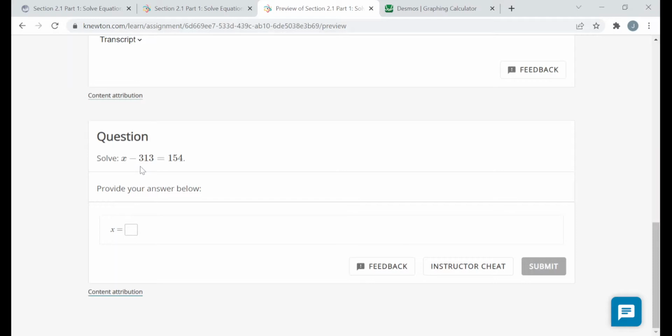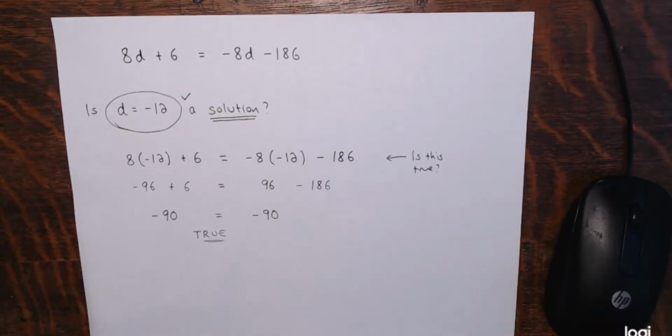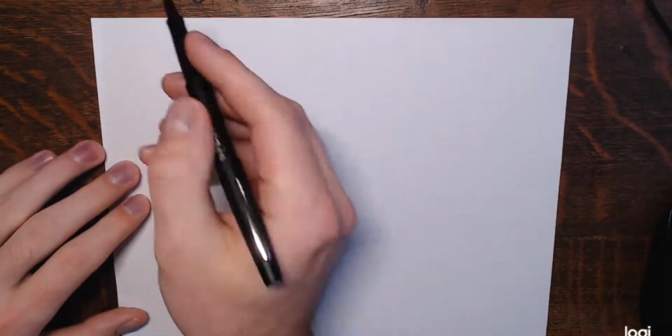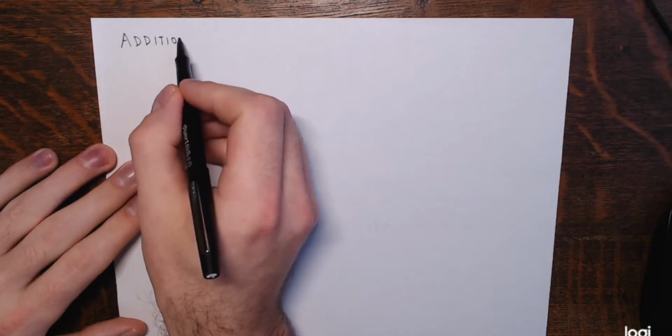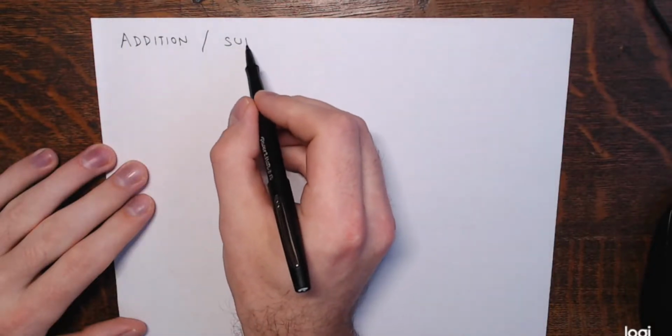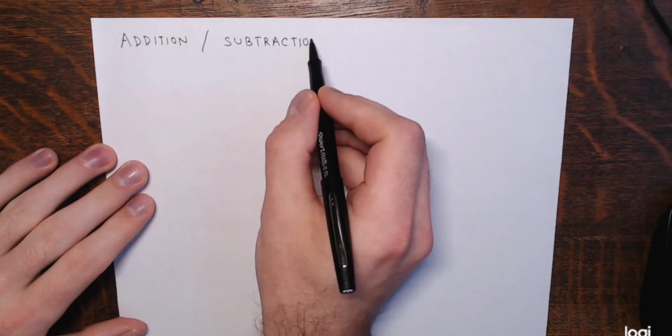Solve this equation. Now, solving an equation is just finding a number or numbers that I can replace the variable with to make a true statement. All right, so I'll write this out, and I'll also write out what the addition and subtraction properties of equality are. Let's do that first. So the addition and subtraction properties of equality.